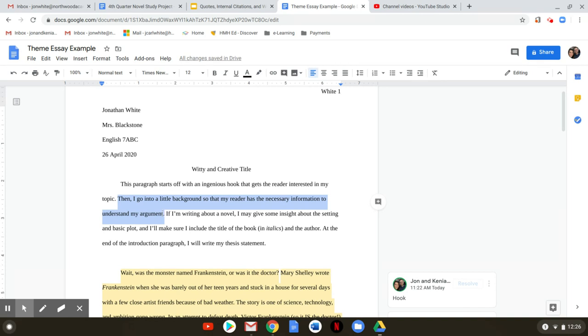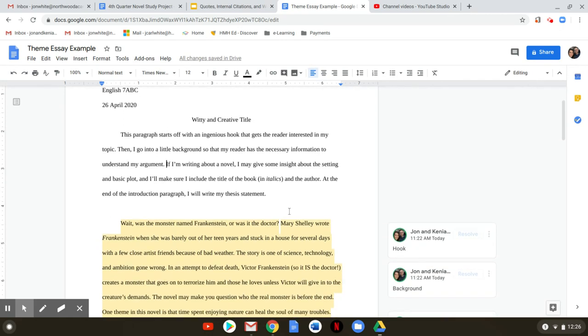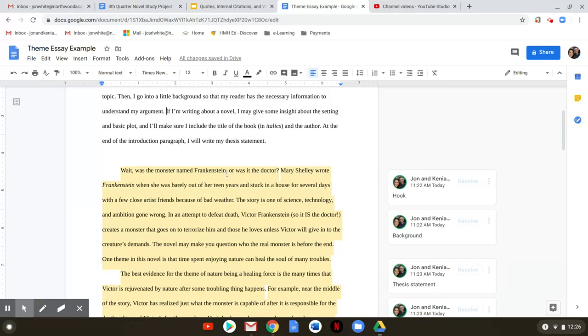So, background information. If I'm writing about a novel, I'm going to give some insight about the setting and the basic plot, and I'll make sure I include the title of the book, remember, in italics, and the author. And at the end of the introduction paragraph, I will write my thesis statement. So here's what that would look like in an actual essay.